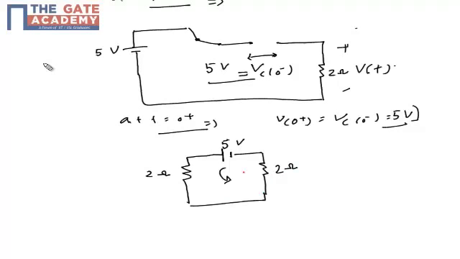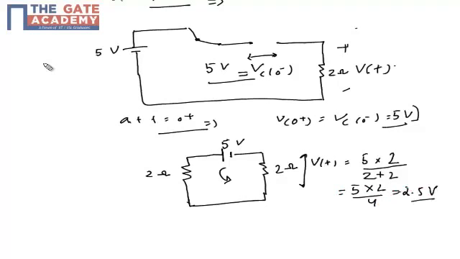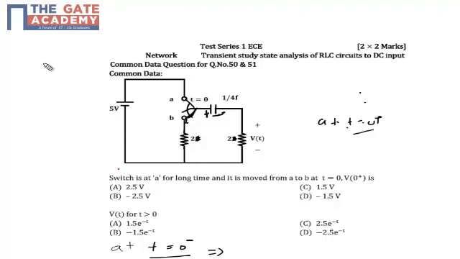So what will be the current? Or you can see it like this: it's a 5 volt battery and we have two 2 ohm resistors, and we need to find the voltage across this 2 ohm, which is termed Vt. So if I apply the voltage divider, my Vt will be equal to 5 into the resistor across which you need to find the voltage, upon the total resistance, which is 2 plus 2, 4. So 5 into 2 by 4 is equal to 2.5 volt. So my Vt at t is equal to 0 plus is 2.5 volt.